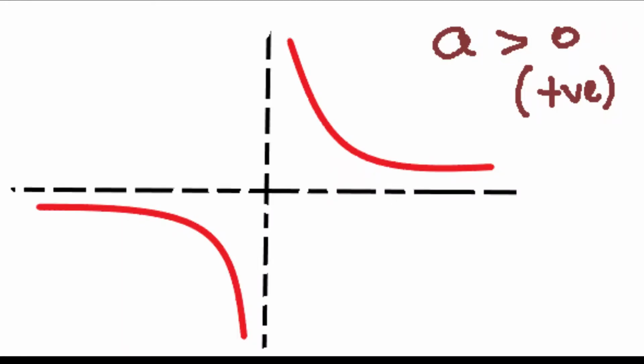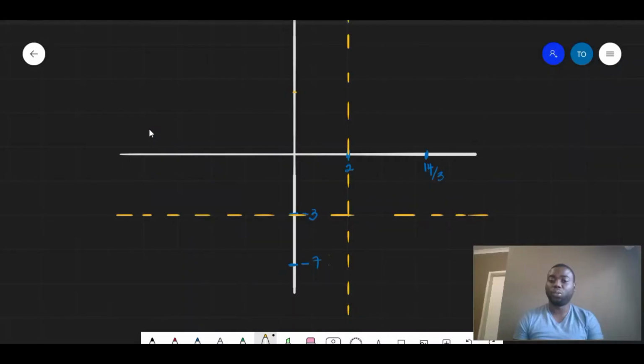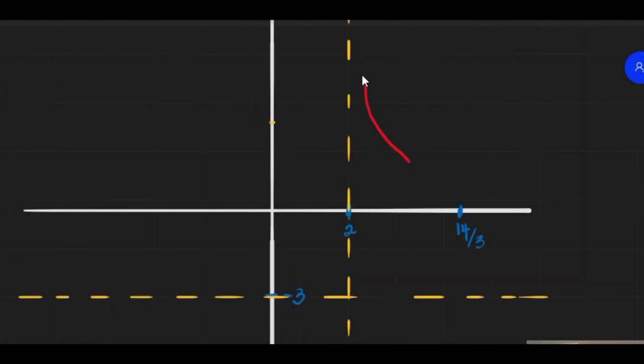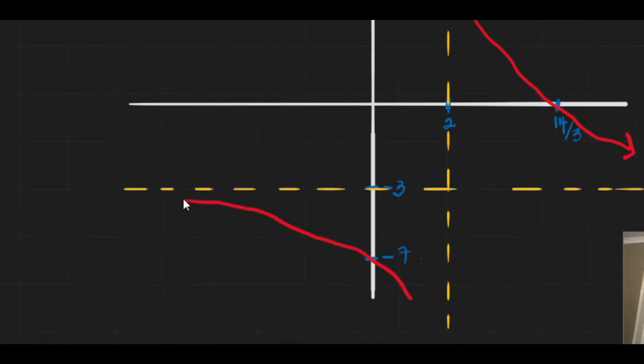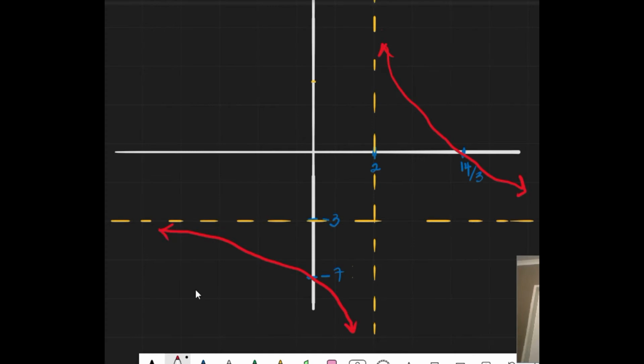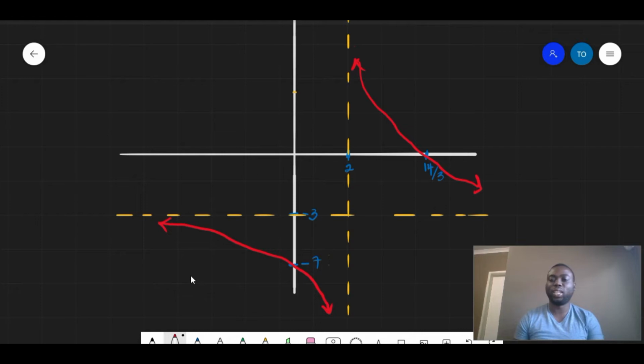And like we said earlier in the video, whenever your a is positive, your graph is normally drawn in the first and in the third quadrant. And that's what we needed to draw here. So we're going to try connecting our points now. And that's it. Now, I do apologize for my graph looking crooked, but that's all they needed you to draw.